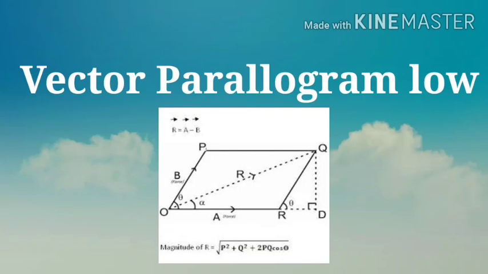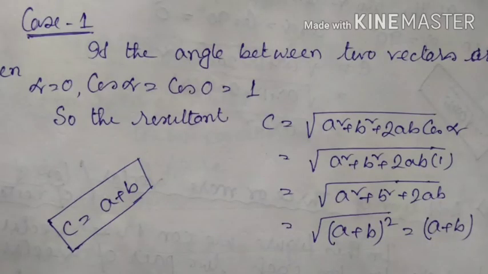ODBA is a parallelogram where sides OA and AB represent two vectors, A vector and B vector. So the diagonal OB will represent the resultant vector. Therefore, we can use the vector triangle law and find the magnitude and direction of that resultant vector. Now we will find some special cases.